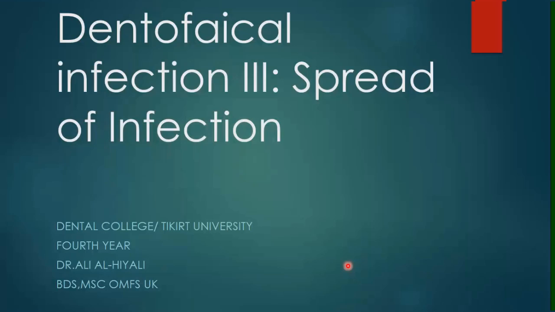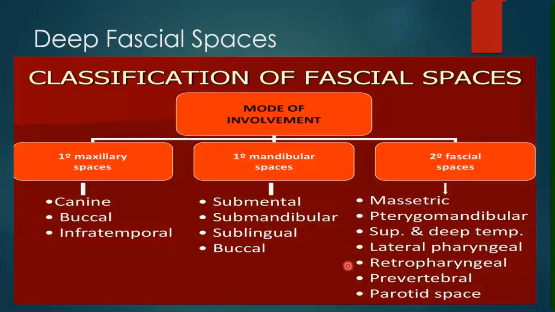And now we're going to move to the new lecture, which is the spread of infection. We said a moment ago that an infection is going to stay within the alveolar process, which is mild and easy to manage, but in case the infection spreads beyond the alveolar process, here is the classification of fascial spaces. Fascial, not facial. Fascial spaces means fascia, not face.